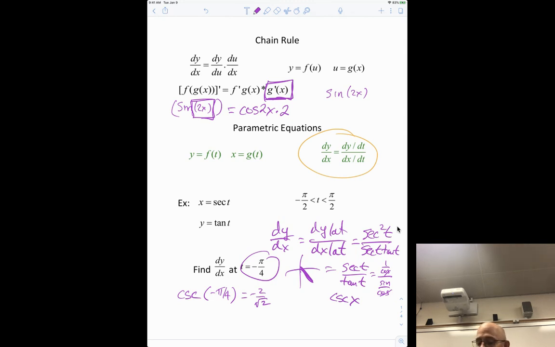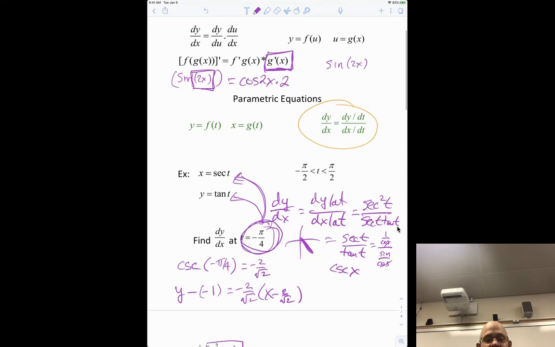That's about it. If I asked you to actually find the equation of the tangent line, you just take this pi over 4, plug it in there, and you get your x and your y. And then you just put it in point-slope form. So y minus, plug in the y, which is the tangent of negative pi over 4, which is negative 1, since that quadrant is negative, equals the slope times x minus the x value. The x value is secant of negative pi over 4, which is root 2. Sorry about all the hard trig stuff in that. I didn't really mean for that to happen, but that's how you deal with parametric equations.